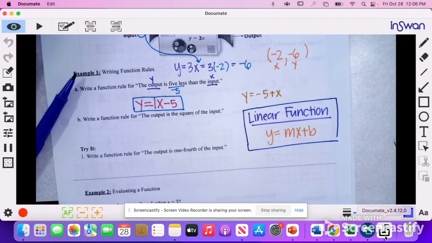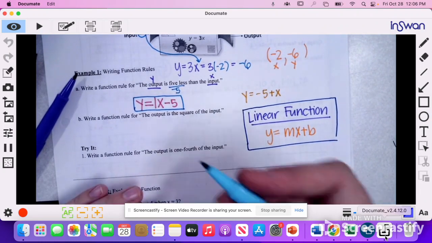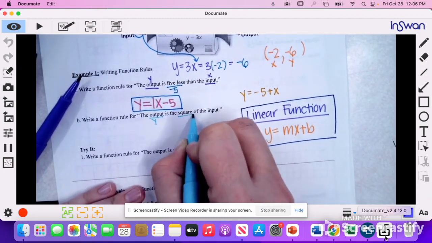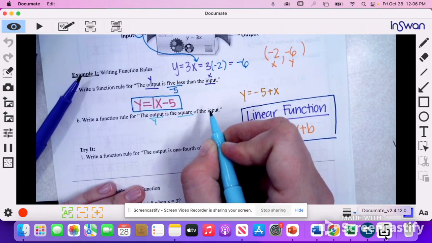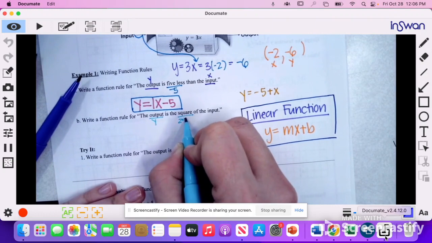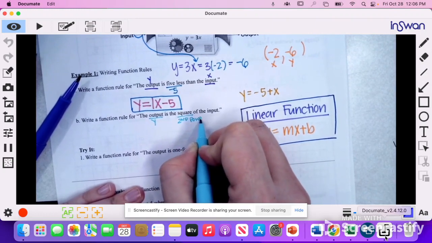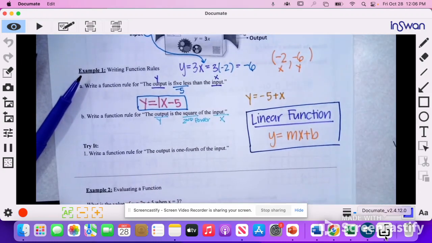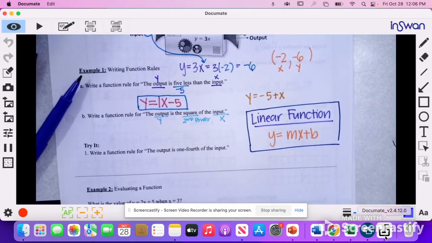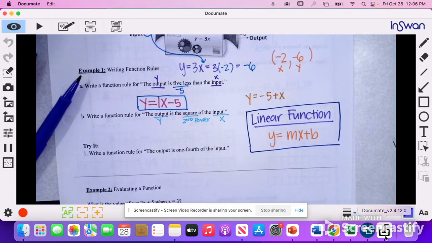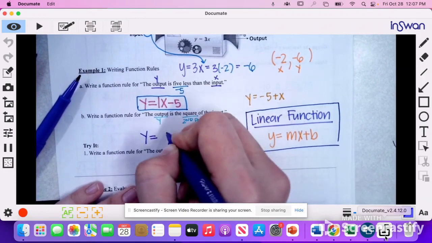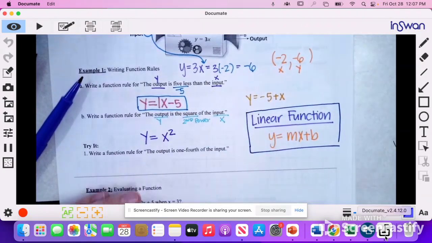So let's look at the next one. What does output mean? Y. What does square mean? Second power. And input is x. So I'm going to write my function y equals x to the second power.